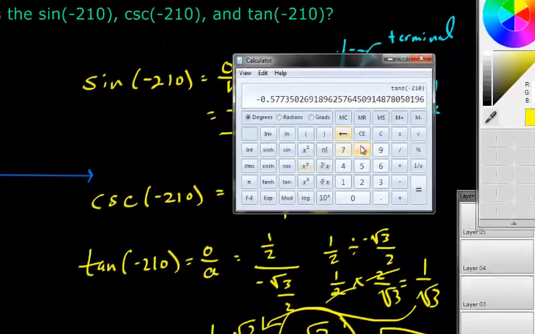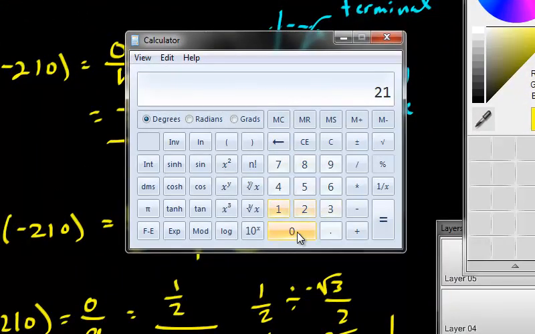I could do 210, change the sign, and hit inverse sine. Oh, I hosed it. I did something wrong there. 210, inverse sine. Crappy Windows calculator.